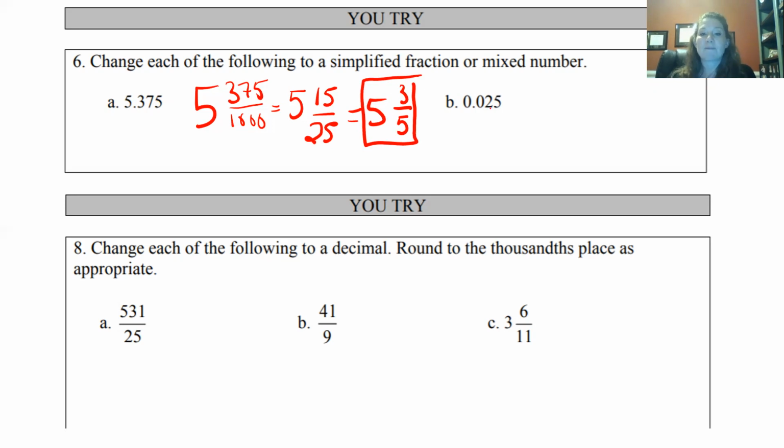Letter B, how do I say this number? Tenths, hundredths, thousandths, the 5 is in the thousandths. So you say this number 25 thousandths. So that's what it looks like, 25 thousandths. And then we're going to divide both of those numbers by 25. 25 divided by 25 is 1. 1,000 divided by 25 is 40. Because we did that right there, didn't we? 1,000 divided by 25 is 40.